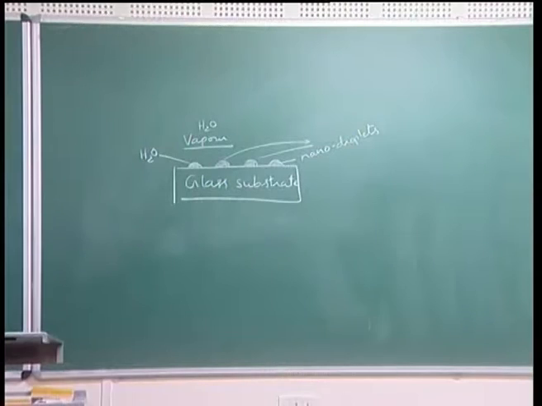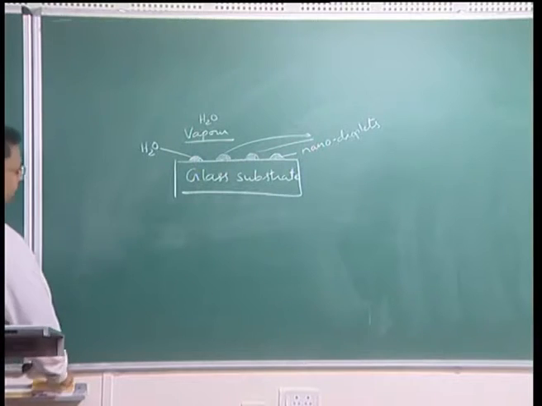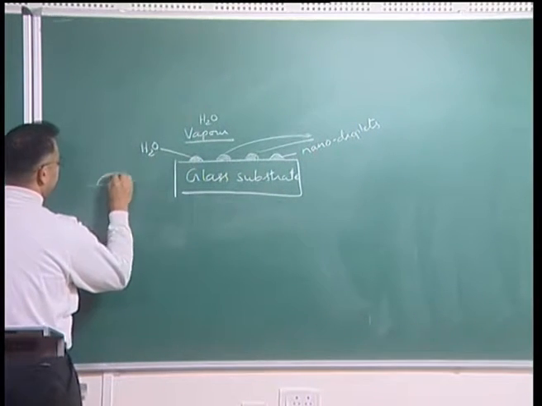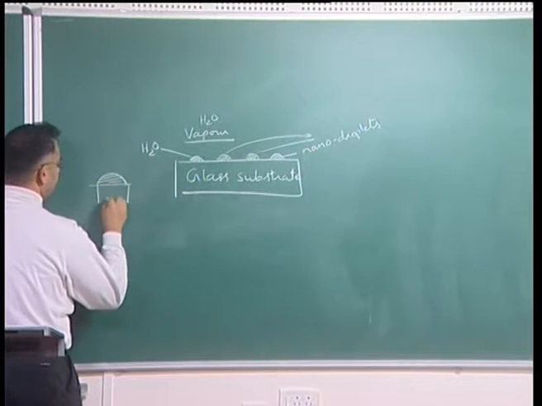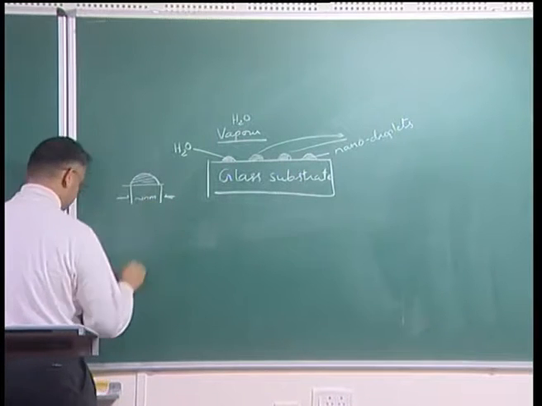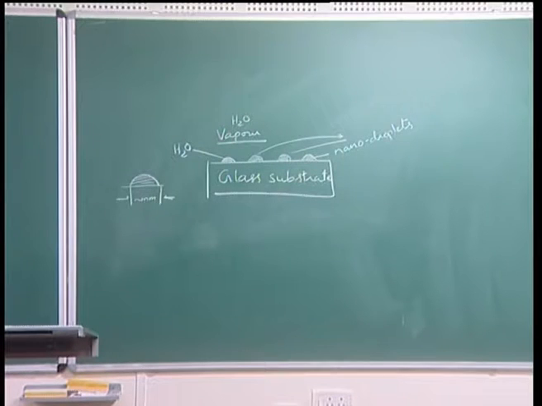And when I am saying nano, typically I am using it in the more general sense of the definition, which means that the size is of the order of nanometers. Therefore, I can think of these droplets. If I take an individual droplet, think of this dimension to be in the nanometer regime, maybe a few tens of nanometers or a few hundreds of nanometers.